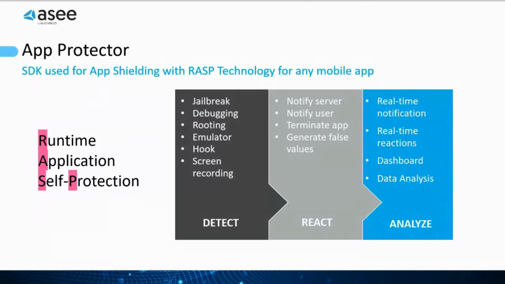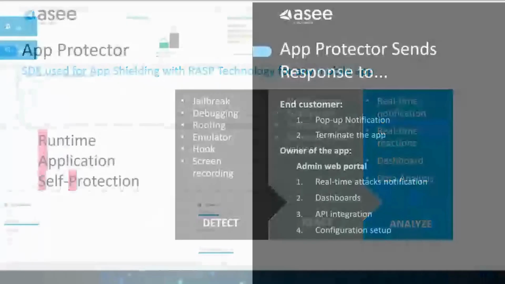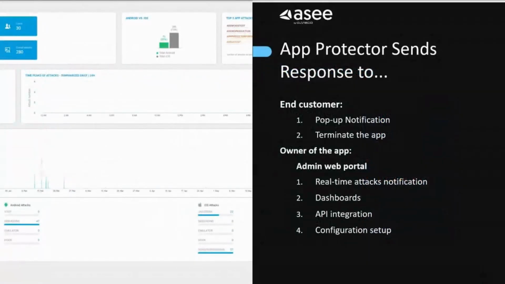Also, all of this that I mentioned can be analyzed on the dashboard, where you can get detailed reports and analysis on how many attacks we detected, how many users have been affected, and so on. Regarding the dashboard, what we offer in the dashboard is responses that we send to the end customer. This is a notification where we tell the customer, the end user, that something has been detected in the app. Also, we can terminate the app right away when we detect the problem.